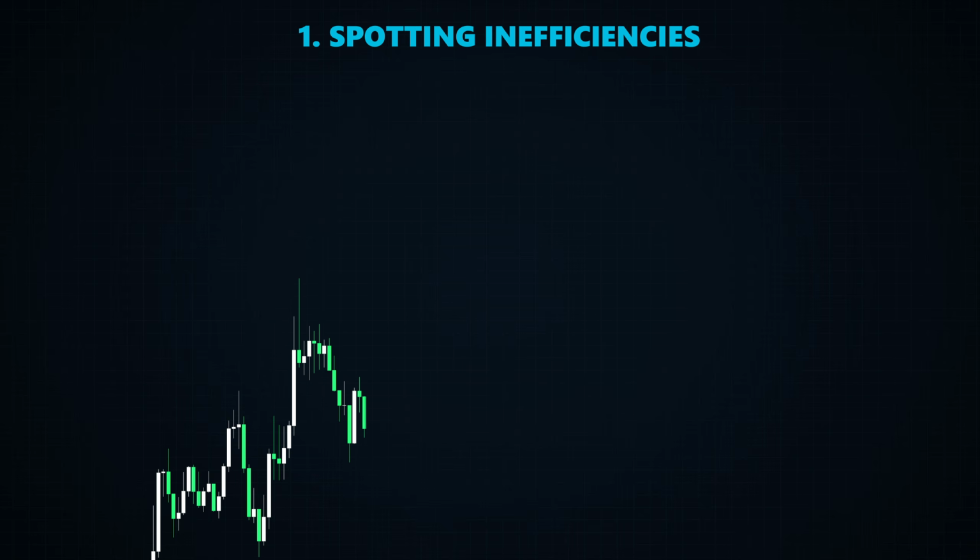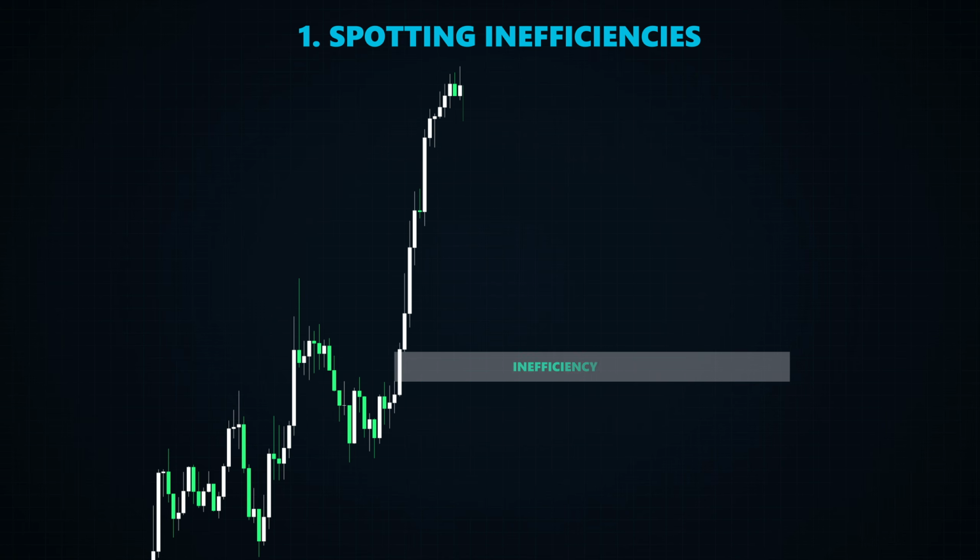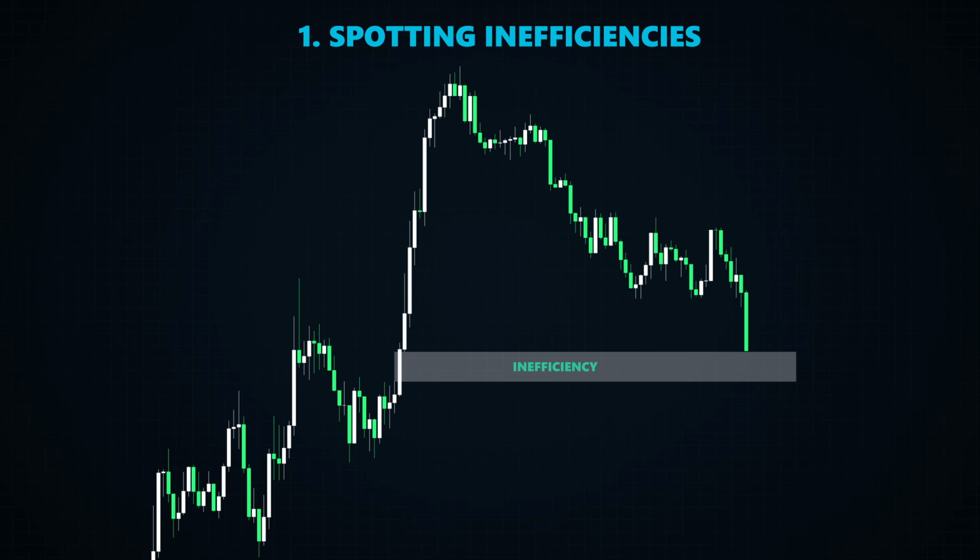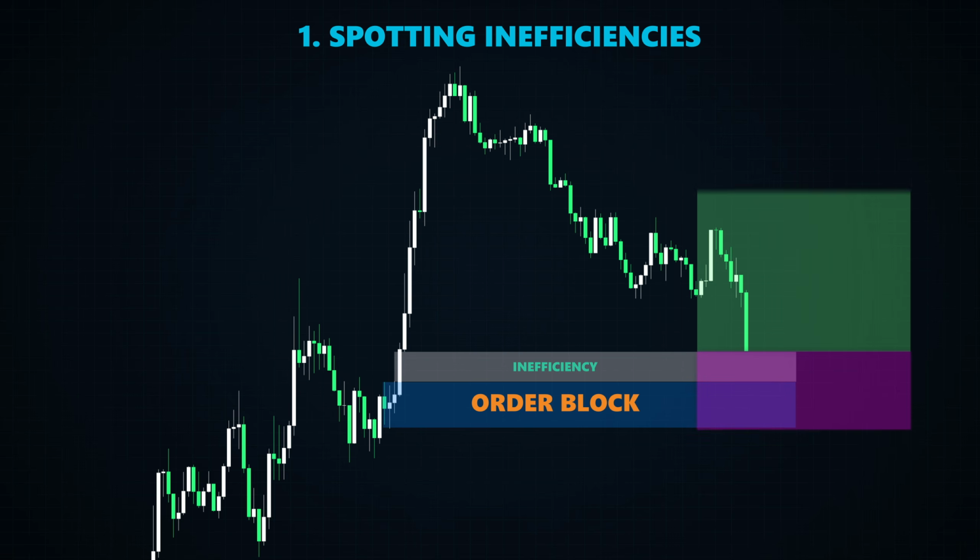What if I told you the market isn't as random as it seems? Spotting inefficiencies is the first step to understanding smart money moves. Most traders think price movements are random, but here's the secret. Smart money leaves behind clues that can show you exactly where price might return. Imagine having the ability to spot these clues and use them to your advantage to make better trades.